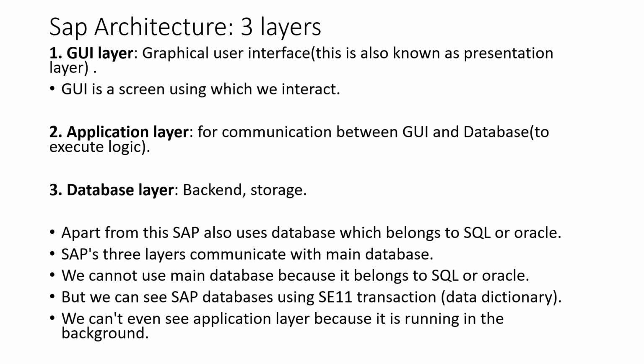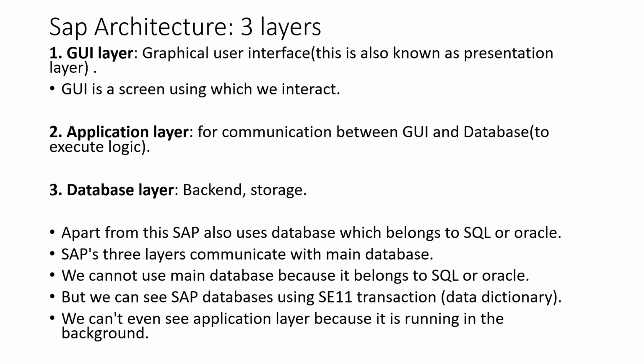And from there, wherever you want, you are again using the GUI, and with the help of the application layer you are retrieving it from the database. So like this, three layers will be there. These are the three layers we have actually.